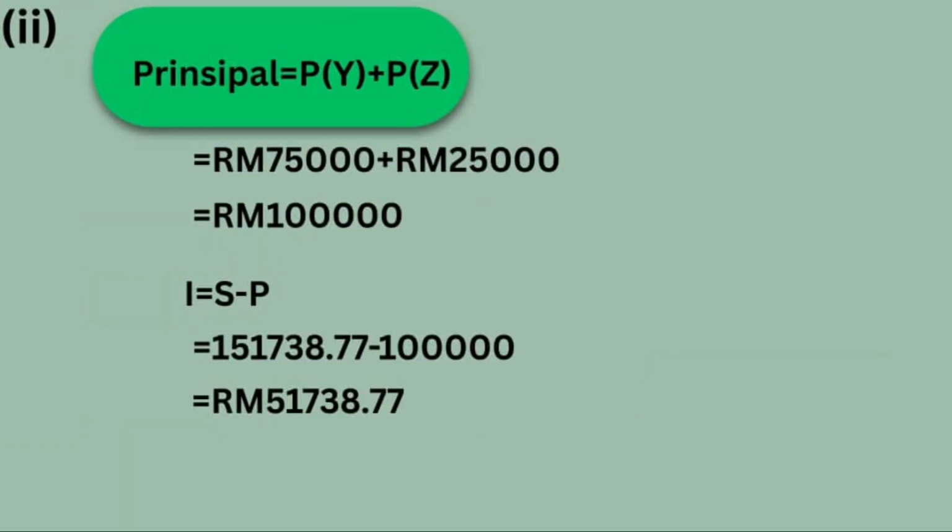To get the principal from both platforms, we need to add the principal of platform Y and platform Z. So 75,000 ringgit plus 25,000 ringgit, we get 100,000 ringgit. 100,000 ringgit is the total principal from both platforms. To get the interest, we use the formula I equals S minus P. So 151,738 ringgit and 77 cents minus 100,000. You get 51,738 ringgit and 77 cents.